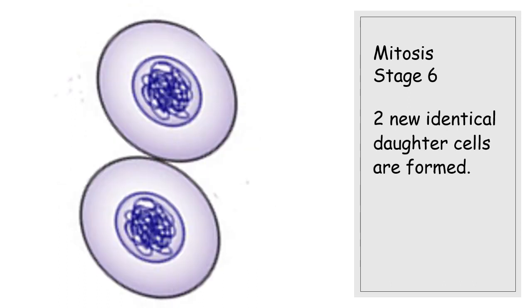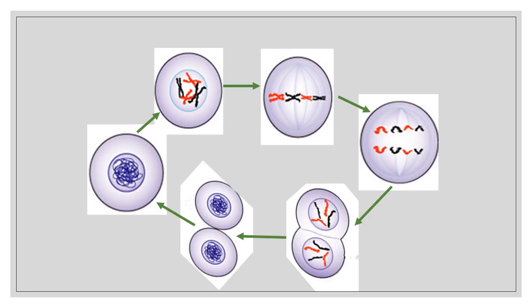So Bob's your uncle, in stage 6, we now have 2 identical daughter cells formed, both with their own cell membrane and nuclear membrane. Again, the DNA doesn't need to be condensed for this process, so it now will disappear from sight. So here we have all the stages together, starting at stage 1, moving all the way around to stage 6 with our 2 identical daughter cells.